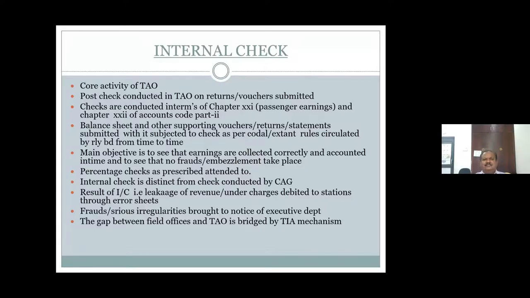Checks are conducted in terms of chapter 11 and chapter 12 of the A2. Then the balance sheet and other supporting vouchers and returns are received and circulated to the respective sections, where they will conduct the internal check. The main objective is to see that the earnings are collected correctly and accounted in time.